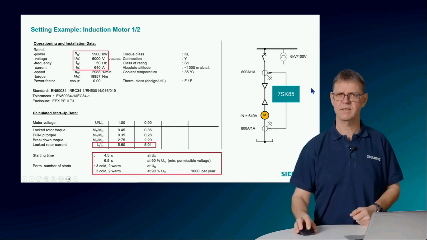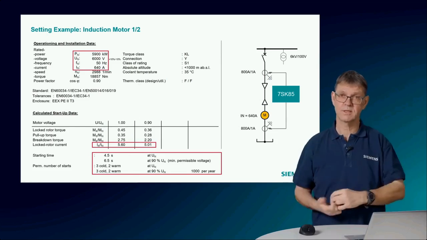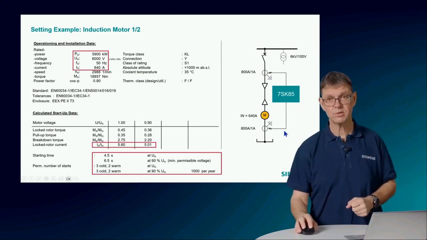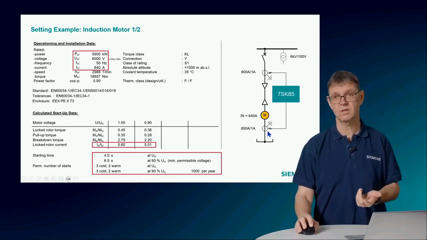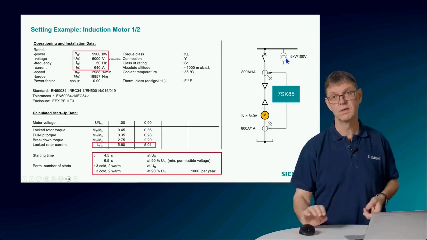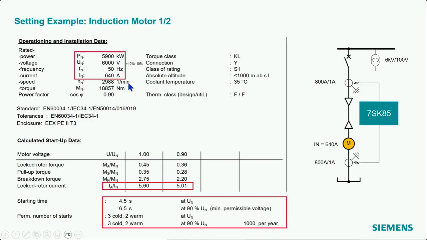I use a 7SK85. At first just the overcurrent protection, and then as an option also the differential protection setting here. So we apply a second current transformer in the start point, and we have also the voltage transformer. And for a current of 640 amps, nominal current, I mean, we selected here a current transformer of 800 amps to 1 amp. So it's roughly like the nominal current, around the nominal current.